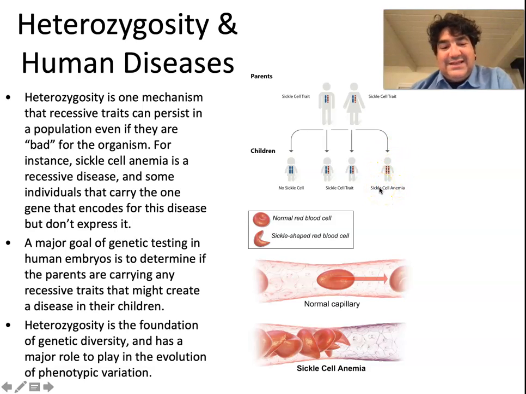But the reason this disease, even though it's very debilitating, persists in our population is because there are heterozygotes that are carriers of the disease, and they just don't express it. This is a really critical component of our genetic testing. When we test human embryos, we check the parents to see if they're heterozygotes for a particular disease, and if there's a chance that they will produce an offspring that is homozygous and actually expresses that disease. So while diseases are terrible for humans, I would argue that heterozygosity is a really critical feature of genetic and phenotypic diversity. Thank you.